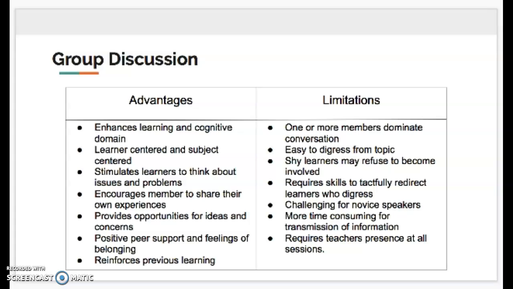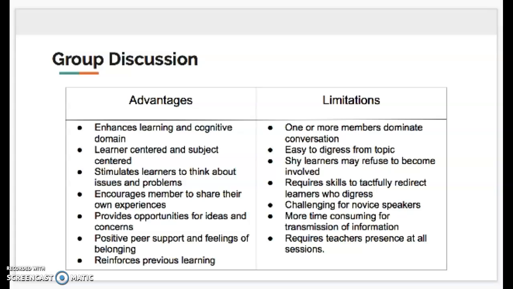Advantages and limitations of group discussion. An advantage is enhanced learning in the cognitive domain. It's learner-centered and subject-centered. It stimulates learners to think about issues and problems. It encourages members to share their own experiences and provides opportunities for ideas and concerns. It gives positive peer support and feelings of belonging, and it reinforces previous learning.